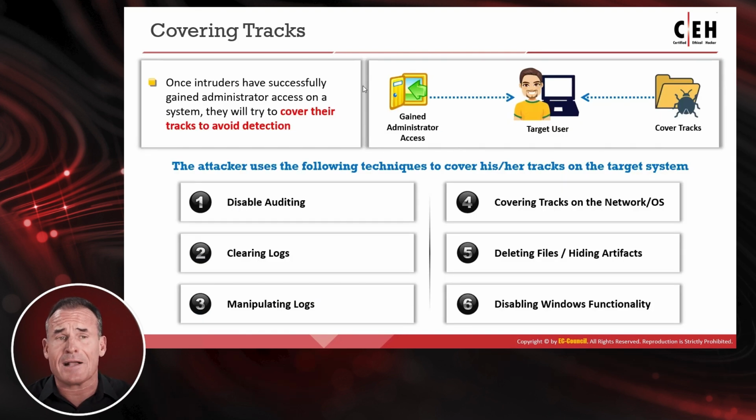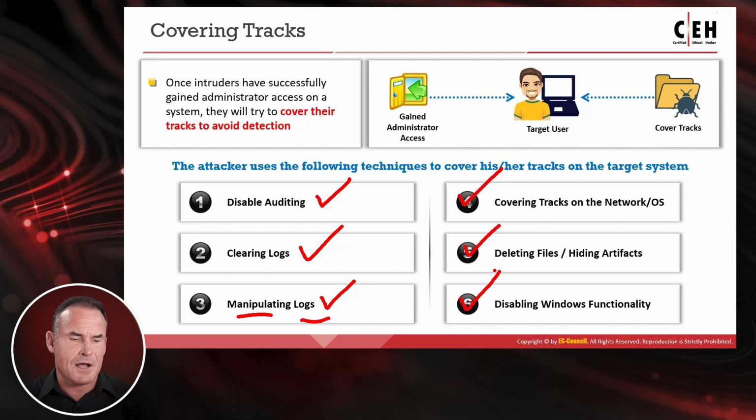And then finally covering tracks. Step 5 of the hacking cycle is cleaning up any evidence of compromise. So there are a few ways to go about doing this. You can disable auditing, which turns off auditing, disables actual logging to the log file. There's clearing logs, nice, clean, empty log file, which might raise some suspicion. And then manipulating log files, selectively removing entries, which would be the most meticulous way to go about doing it. In the malware threats module, we'll talk about covering tracks in the network OS. Deleting files, hiding artifacts, and disabling Windows functionality are also options.